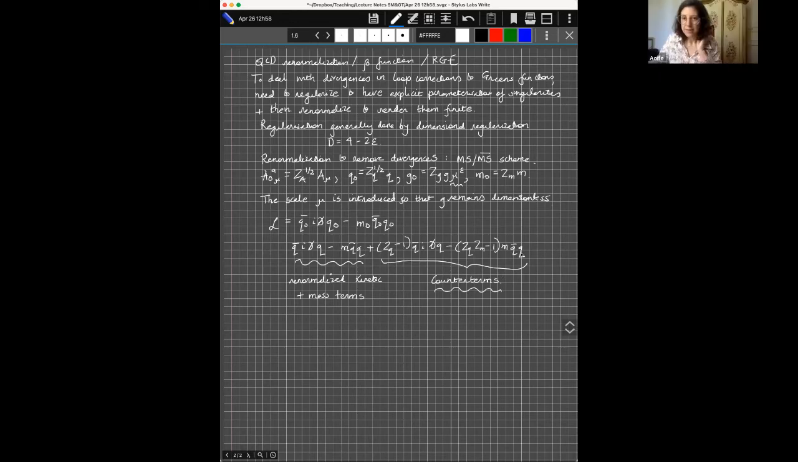So these are exactly the terms that are going to cancel the divergences when we calculate our loops. So for example, these counter terms, which go like Z minus one, can be treated as interaction terms contributing to Green's functions in perturbation theory.